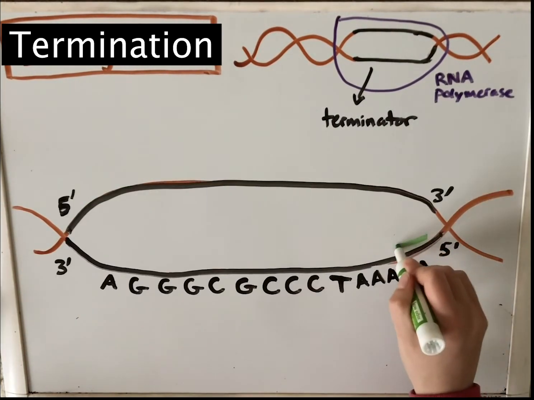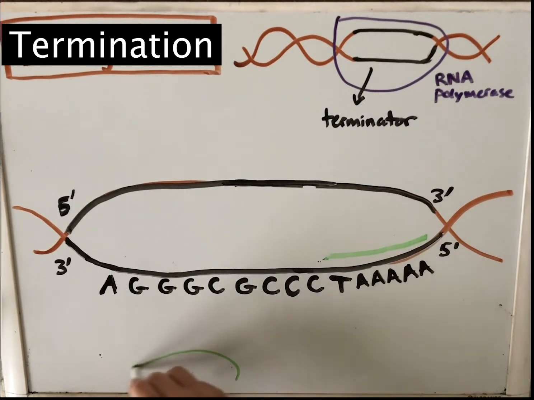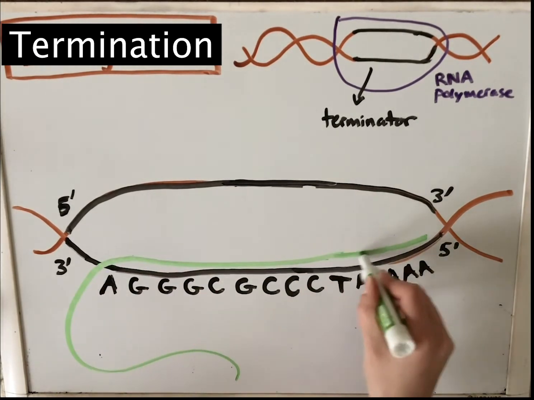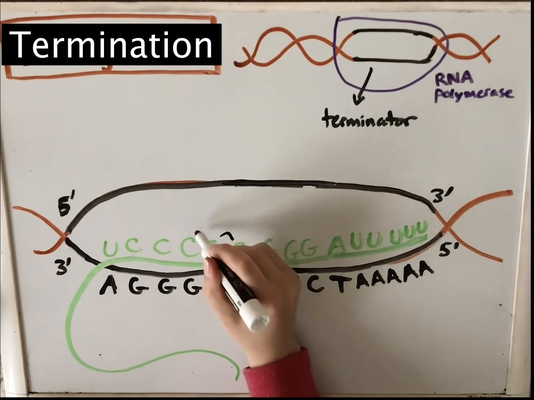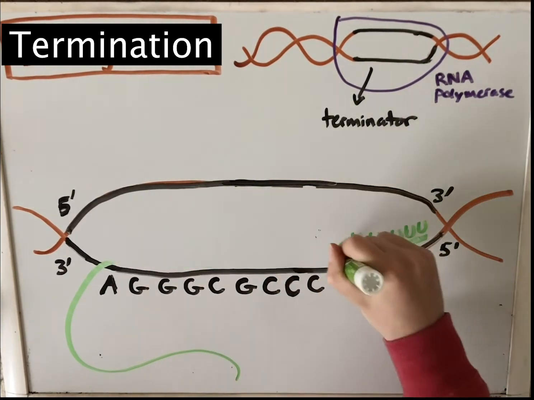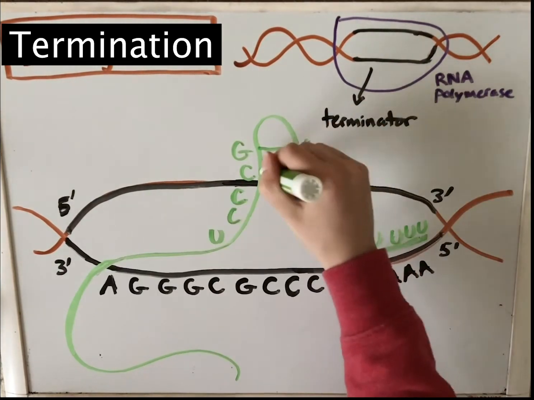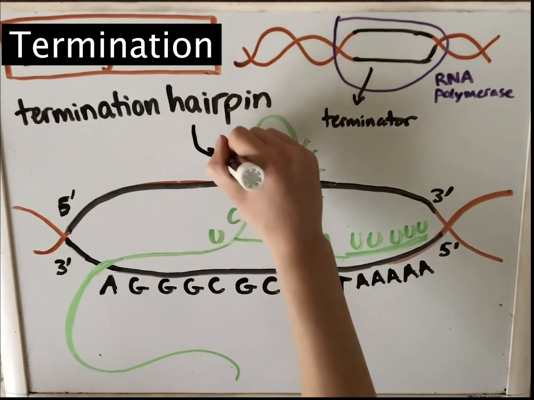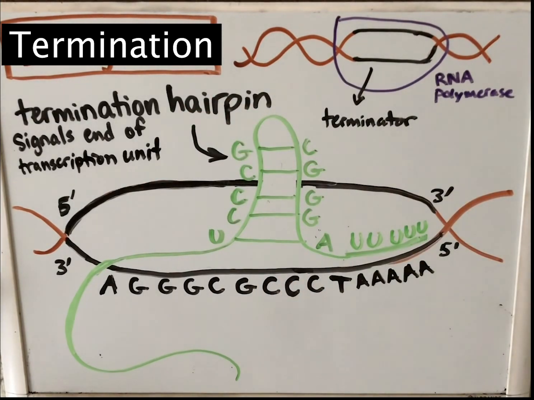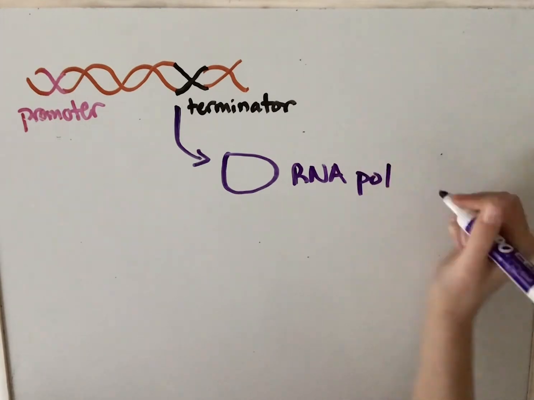An inverted repeat sequence in this region, as well as the repeating A's at the end of the template strand, signal the end of transcription. This specific sequence allows the RNA strand to bind to itself and form a termination hairpin, which signals the end of transcription. The RNA polymerase disengages from the DNA.